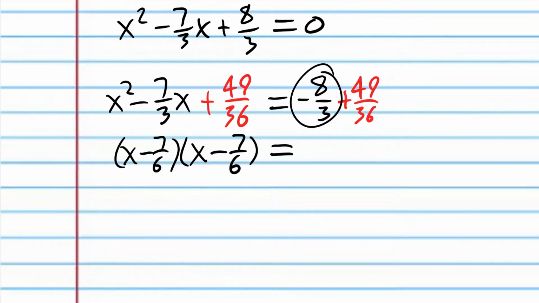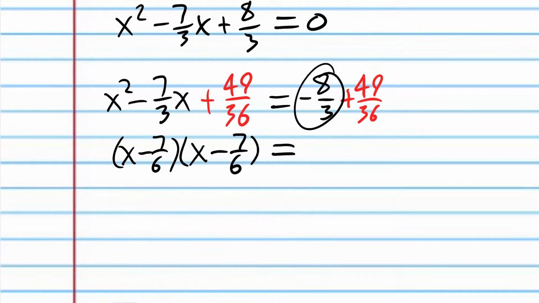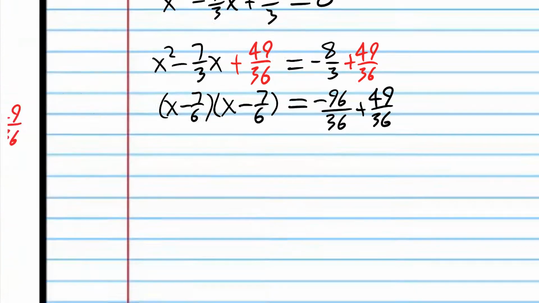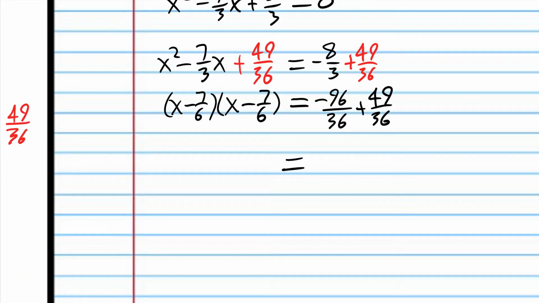So now we just have to add these together, and just like in the previous class, multiply both sides of this fraction by 12, and we get negative 96 over 36 plus 49 over 36. Why did we do that? Well, we had to get a common denominator. And negative 96 plus 49, that's negative 47.